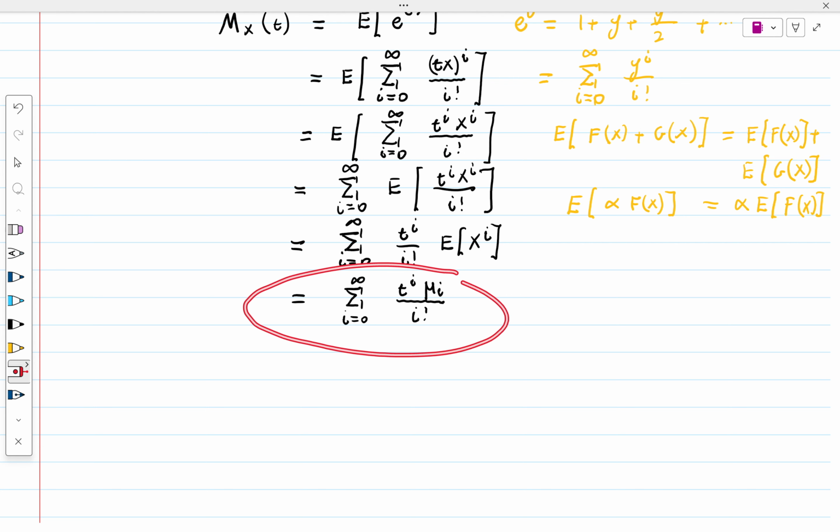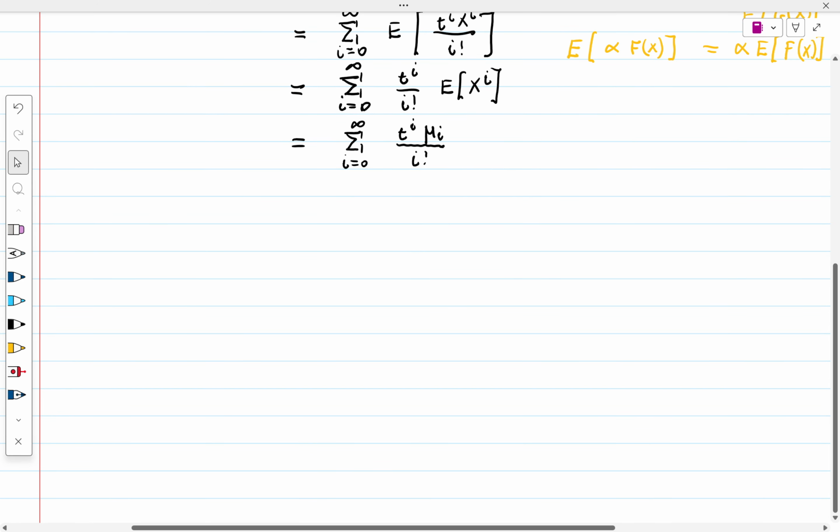This is the reason why it is called the moment generating function, because it can be expressed as a power series in t with coefficients mu i over i factorial. Now, why do we use MGFs? This is all well and good, and it can be rewritten in terms of moments, but what are their uses? What are their purposes? And more importantly, in this video, what are their applications?